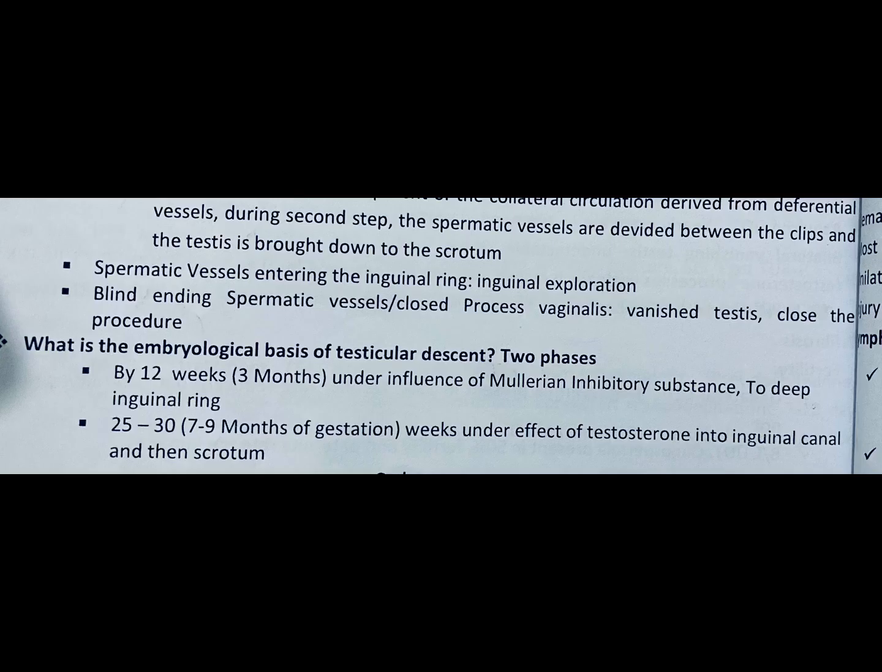And now it is also important to understand the embryological basis of testicular descent. There are two phases of testicular descent. The first occurs by the 12th week or 3rd month of gestation, and that is under the influence of Mullerian inhibiting substance, MIS, and it reaches the deep inguinal ring. The second phase occurs at the 25th to 35th week of gestation, meaning the 7th to 9th month of gestation, and that is under the control of testosterone, reaching into the inguinal canal and then into the scrotum. So this is the embryological basis of undescended testes, or we can say the normal descent of the testes.